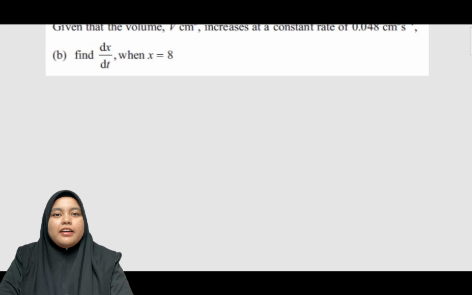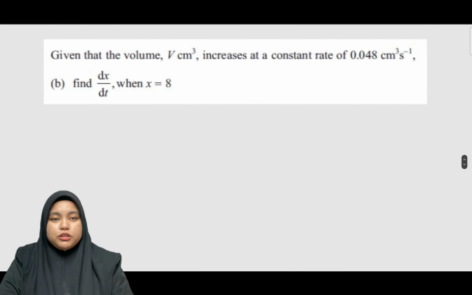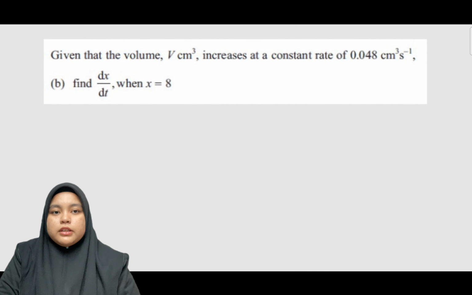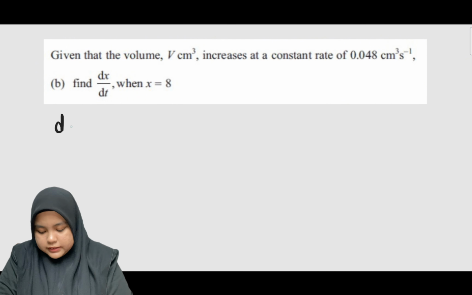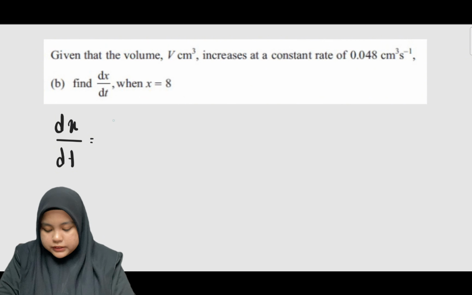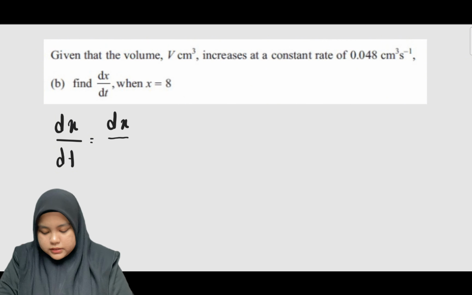My name is AINA and I'm going to present question B. Question B asks us to find dx over dt when x equals 8. So, it's given that the volume V increases at a constant rate of 0.048. Okay, so it asks us to find dx over dt. So here we can use the rate of change, which will be dx over dv multiplied by dv over dt.